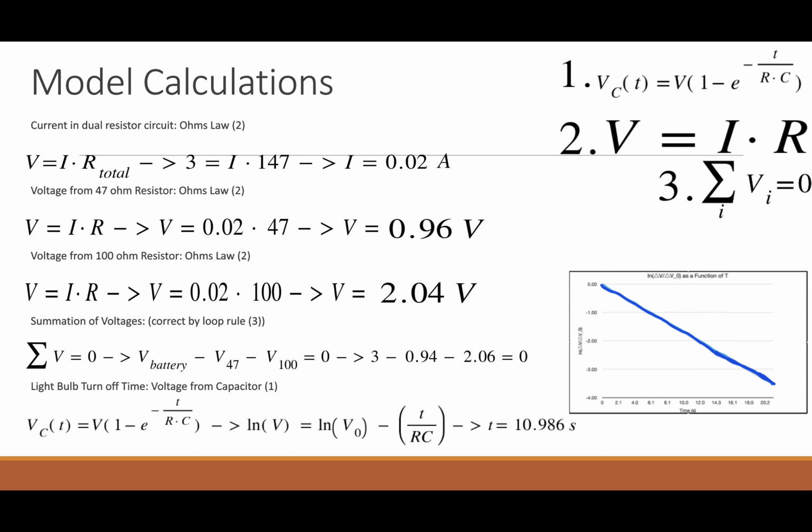We can then also model our light bulb turn-off as a voltage from the capacitor. We can take the natural log of both sides to get this voltage drop-off as a linear function of time, and we can see that it takes 10.986 seconds for a 10 ohm light bulb to turn off with our current capacitor.